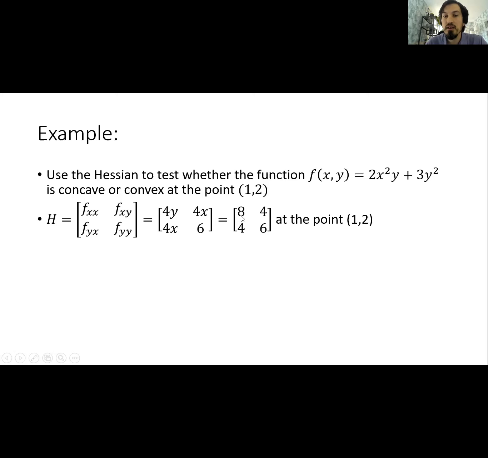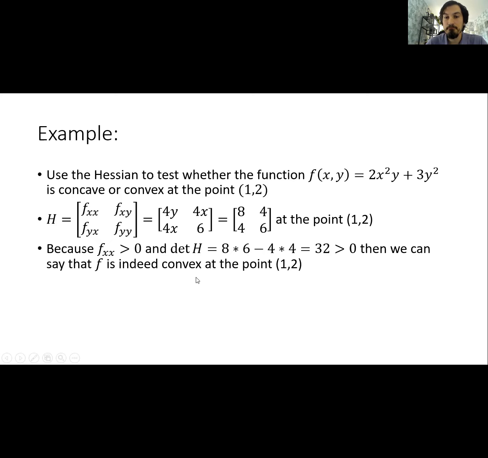But we're not done. We also need to check that the determinant is positive. You can probably look at this and see, yes, the determinant is positive. Whatever 48 minus 16 is, that's the determinant. So yes, f is indeed convex at the point (1, 2). Does that mean this function's always concave? Did I say concave? I meant convex. f is convex at the point (1, 2).